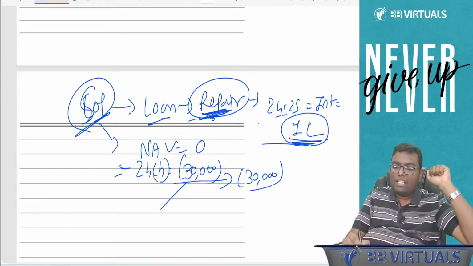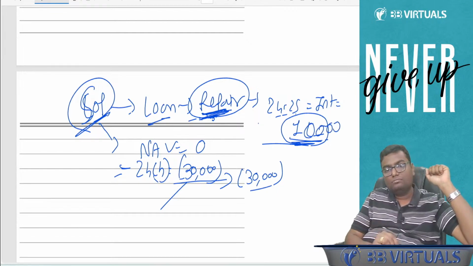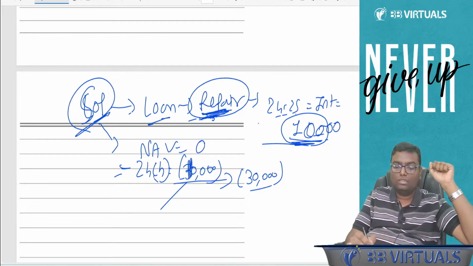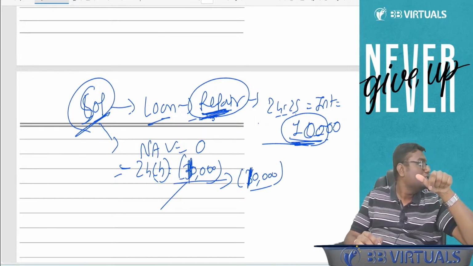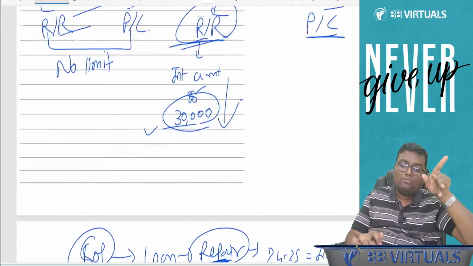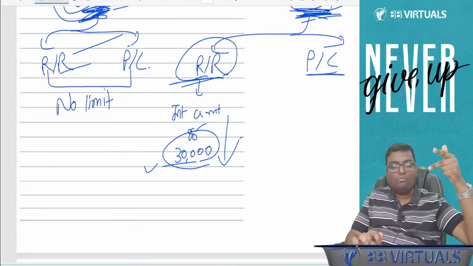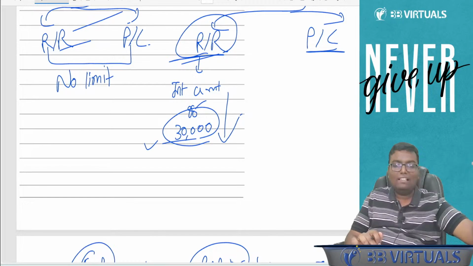Now what if over here my interest amount was only 10,000? How much deduction would I have got? Then I would have got full 10,000. See, it is not a standard deduction. This 30,000 is not a standard limit. It is interest or 30,000, whichever is lower. If my interest is lower than 30,000, I will get lesser deduction.